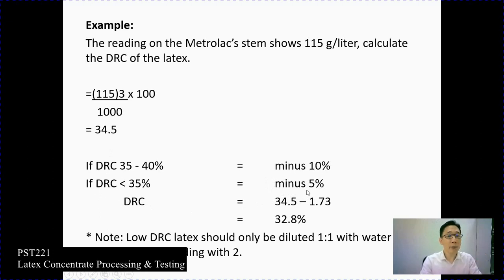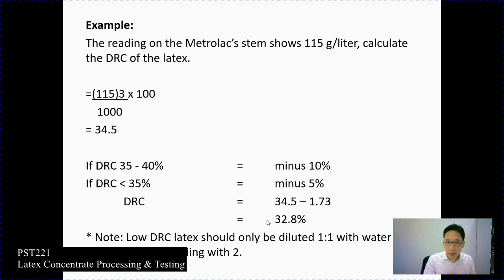So for example, this one: 115 times 3 divided by 1000 times 100 is equivalent to 34.5. The value is less than 35, so you will deduct 5% of the 35. Okay, your 35.5 deduct by 1.73. Sorry, you minus. Okay, 35.5 minus 1.73, you will get 32.8%. This is the DRC value measurement using the Metrolac latex stometer.